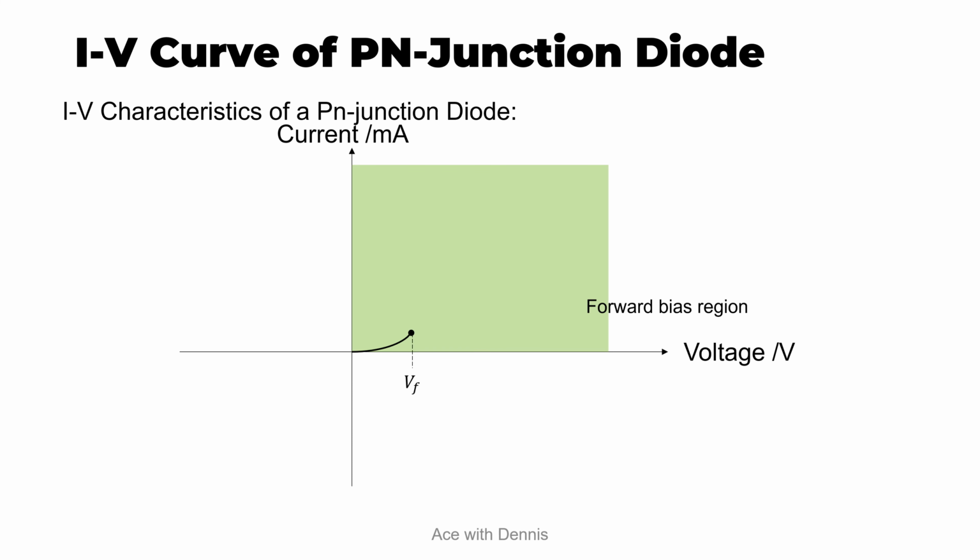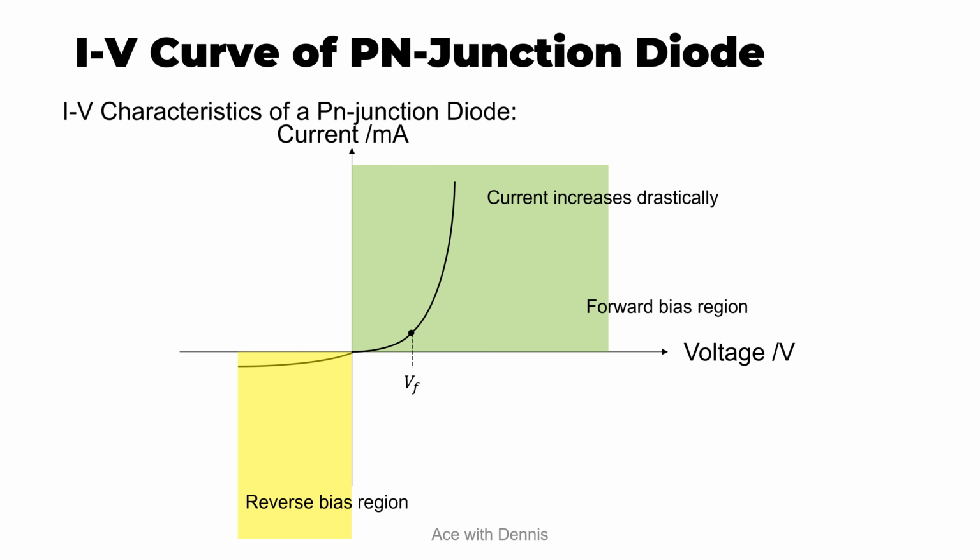until it hits the forward bias voltage. Then the current increases drastically. At the negative side of the voltage, we'll have this reverse bias region where the current is very close to zero until at one point it breaks down, and this region is called the breakdown region.